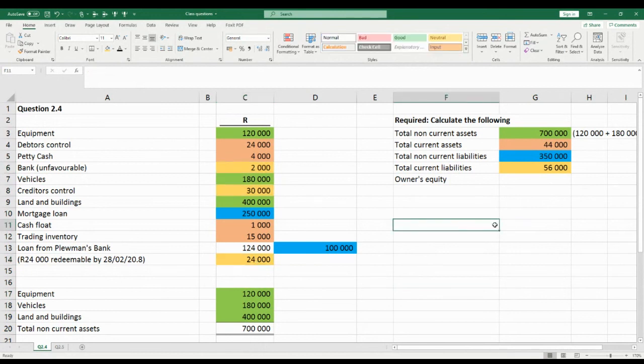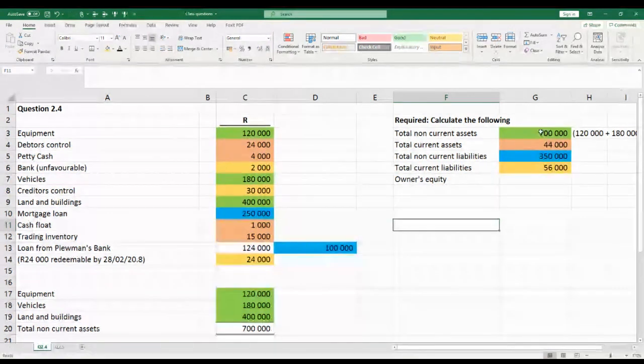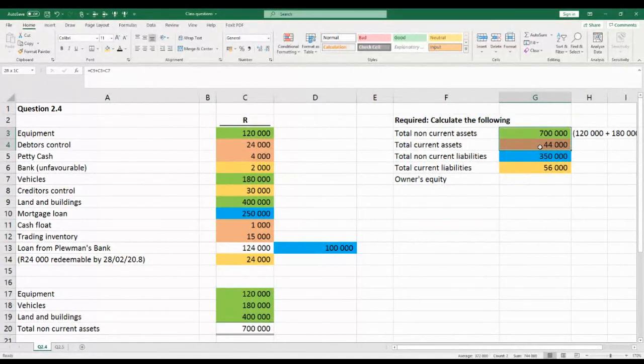And then how would you work out the equity? That's the last component. How did we say we calculate equity again? What's the equation? Okay, Rafilwe, that's correct. Assets less liabilities. So we add our total non-current and current assets less the liabilities to get to equity of 338. So it's the sum of the two assets less the sum of the two liabilities.